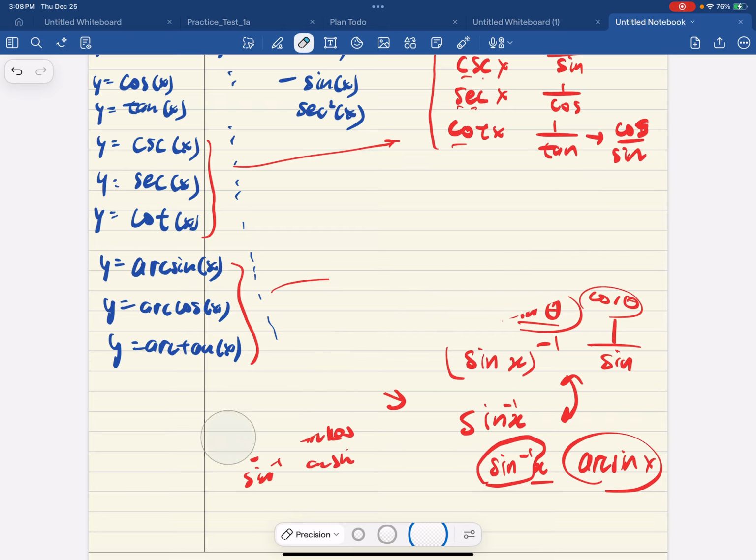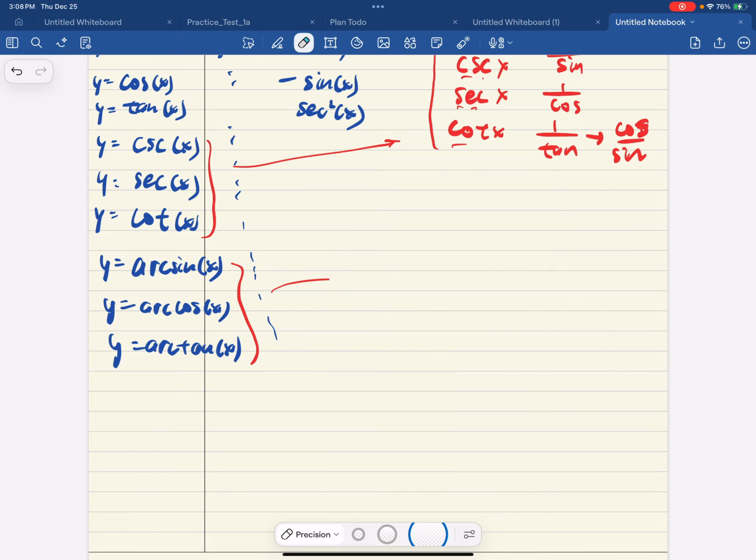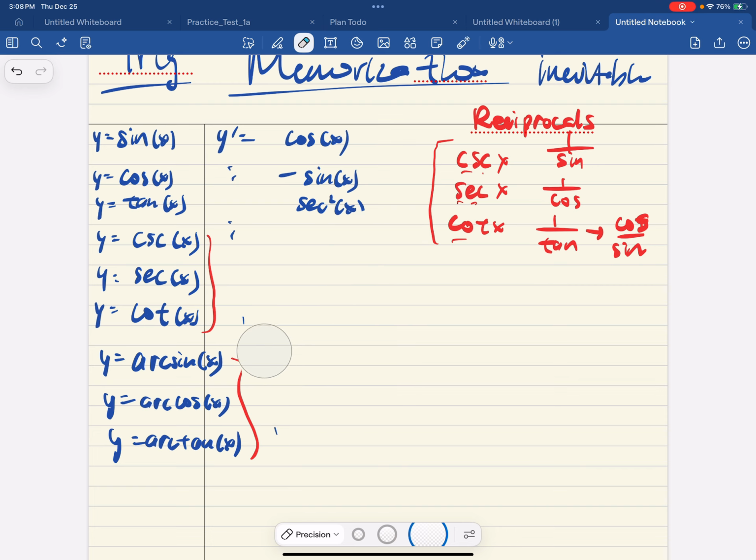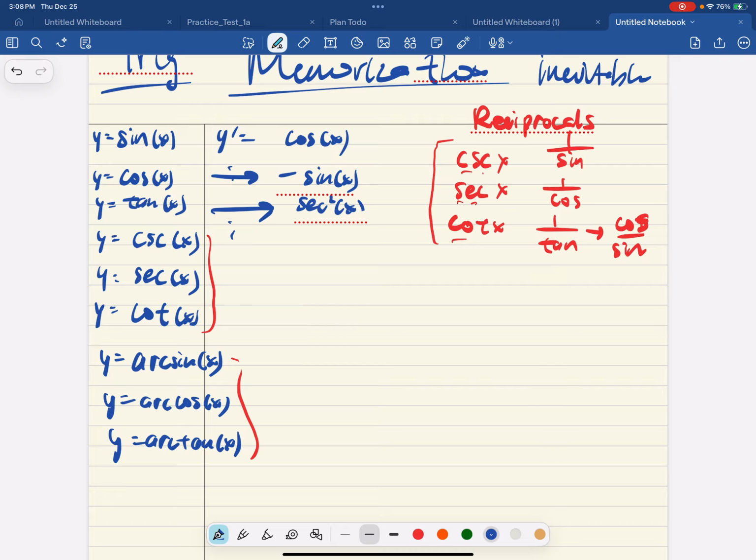And there are derivatives for each of these: the cosecant, secant, cotangent, and arc sine, arc cos, arc tan. I'll keep those because there's space there. So as I was saying, this becomes minus sine of x. This one becomes secant squared of x. So y equals cosecant becomes, why does it become eraser all the time? Minus cosecant x, cotangent x. Secant becomes secant x, tangent x.